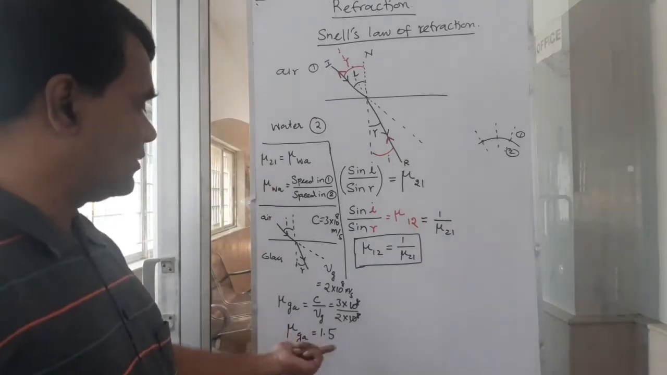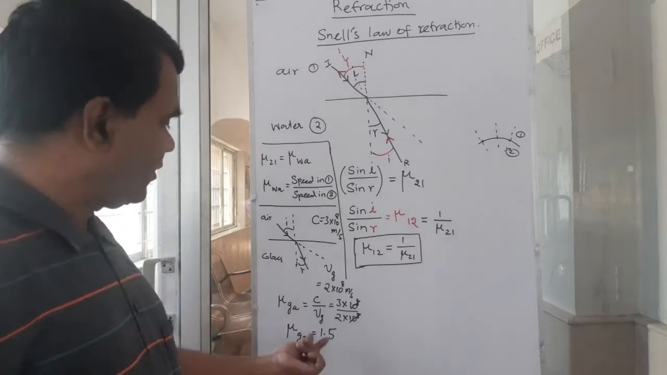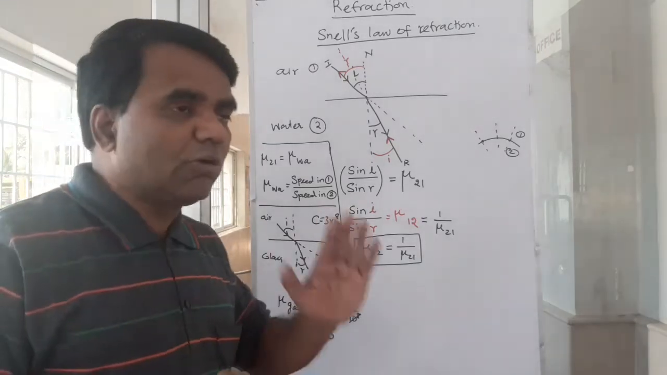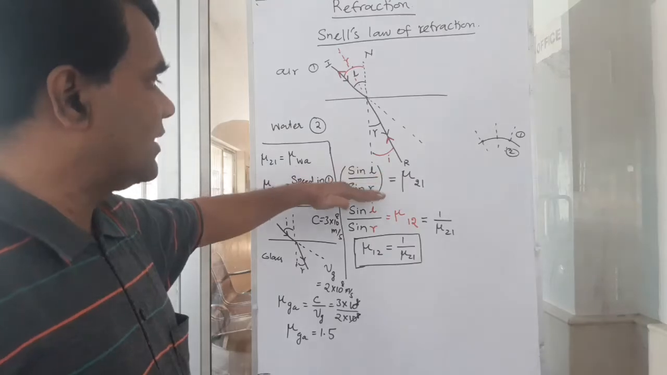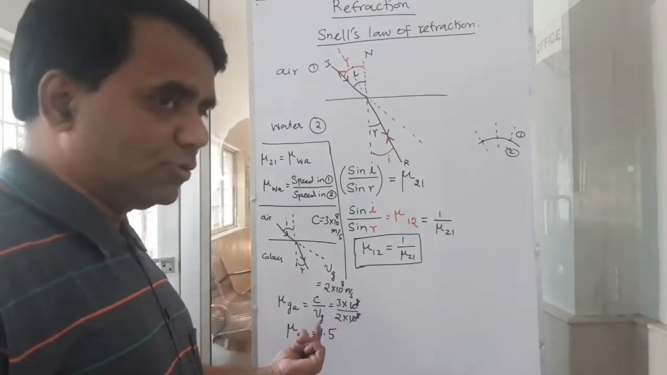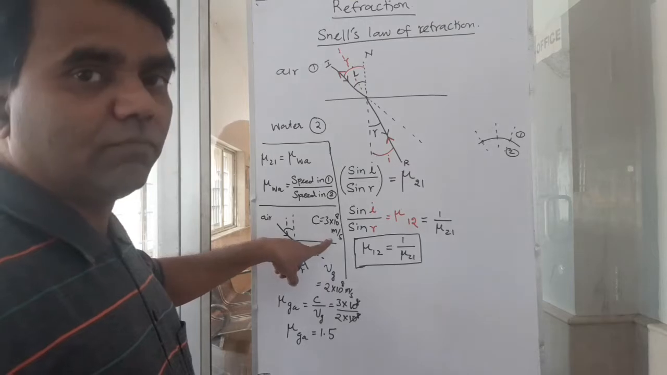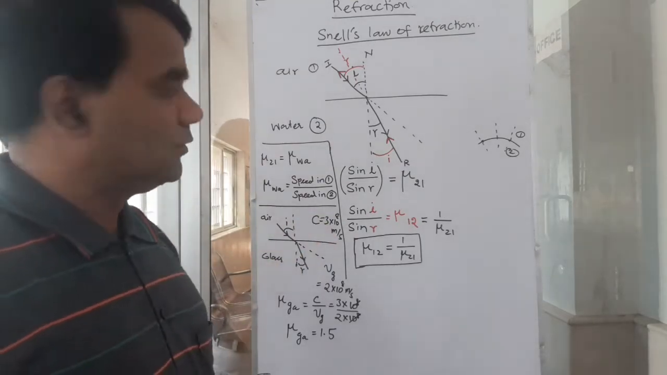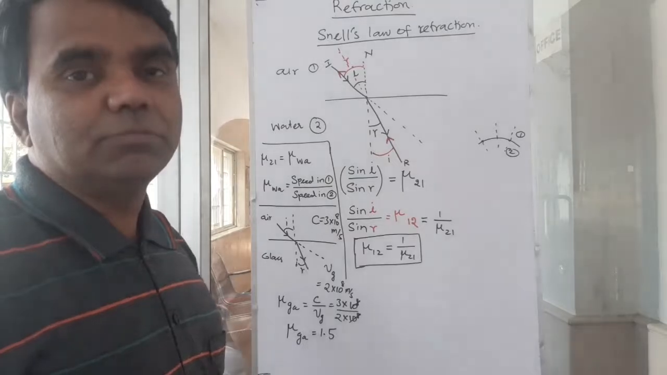So this is actually the refractive index. So basically what you call as a refractive index, what you call as sin A by sin R, and all these things are nothing but the ratio of the speeds of light in the two mediums.